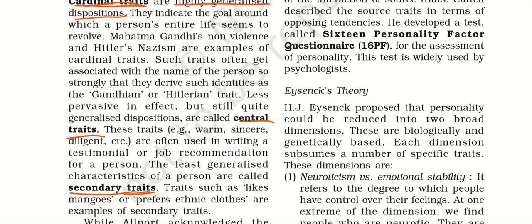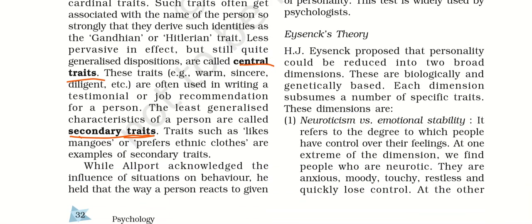Then we have secondary traits. Like if I say Z loves to have a lot of food, Z is a very foodie personality. He loves to have mangoes and he loves to have tea all the time. So that is your secondary trait, which says what you like and prefer on a day-to-day basis.